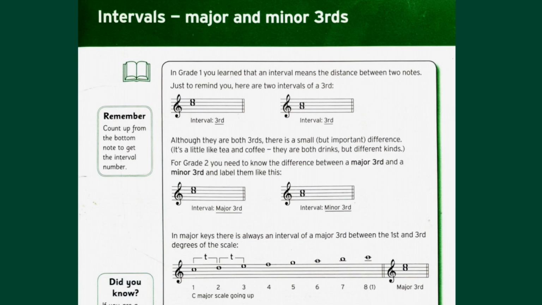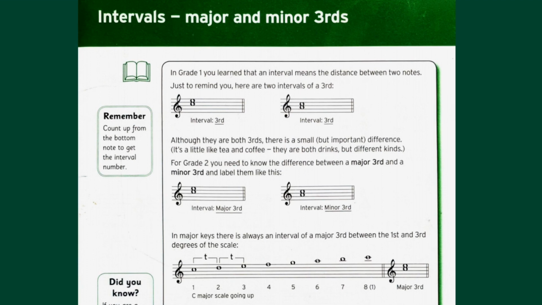We're going to be talking about the intervals of major and minor thirds. So let's take a look at page 27. We have two types of intervals, major and minor intervals. Always remember that a minor interval will have one less semitone from the major interval.